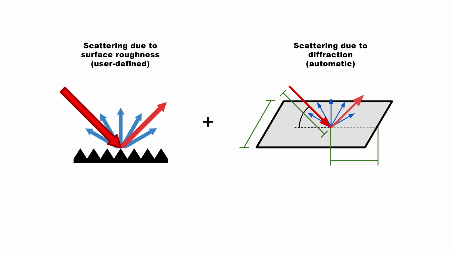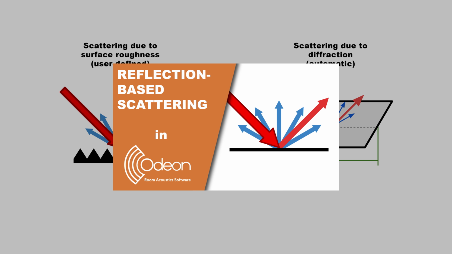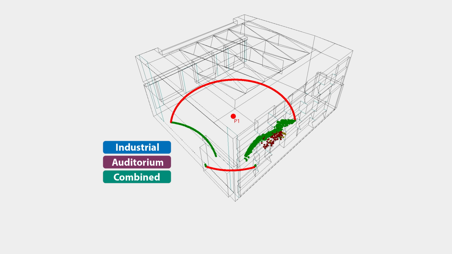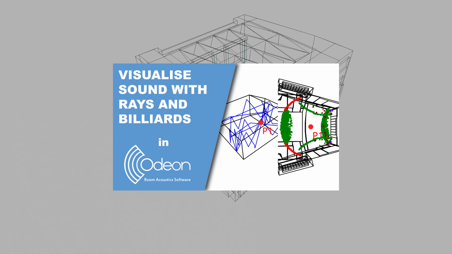This automatic scattering is added on top of the scattering due to roughness that you as a user enter manually. This is explained in more detail in our video on the reflection-based scattering method. By the way, these billiard ball animations are available in editions Industrial, Auditorium, and Combined, and they are explained in a different video.